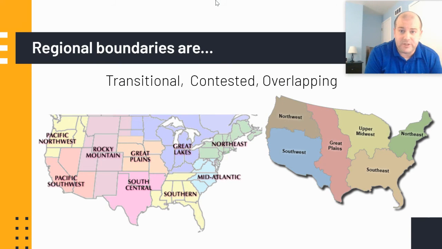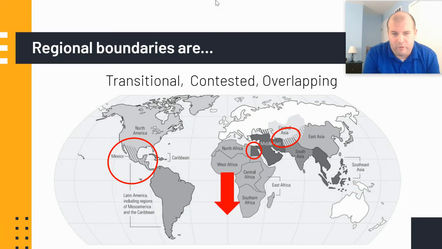Now, please realize that regional boundaries are transitional, contested, and overlapping. They're transitional in the sense that they can change over time. They're contested in that, well, maybe two governments of two different countries are arguing over territory and ownership of that territory. And they're overlapping in the sense that a place could actually occupy more than one region, and those regions could overlap.